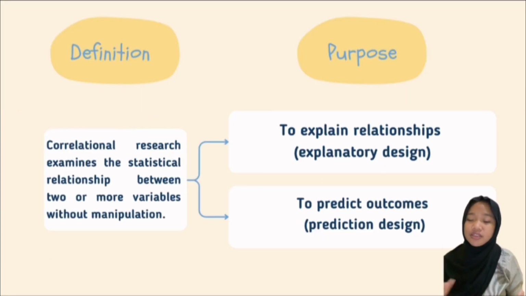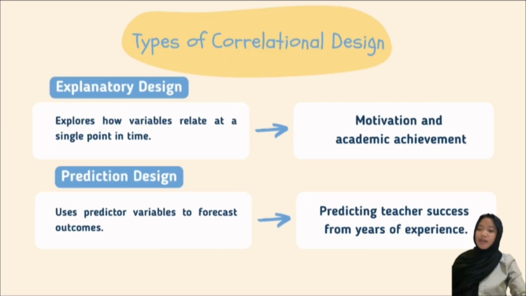What is correlational research design? Correlational research design investigates whether and how strongly two or more variables are related. It does not involve manipulating variables; instead it simply measures them as they naturally occur. This design serves two main purposes. First, to explain the nature of relationships, and second, to predict outcomes based on one or more variables.